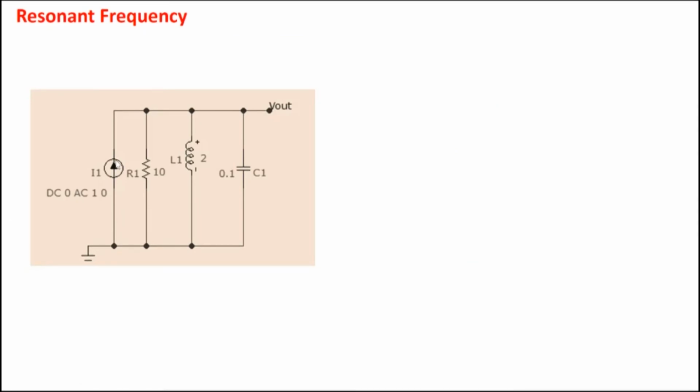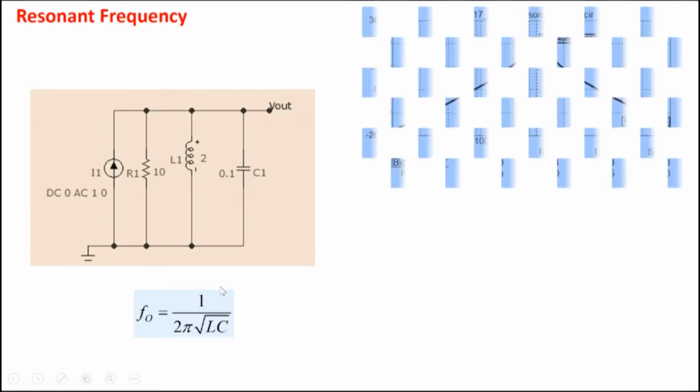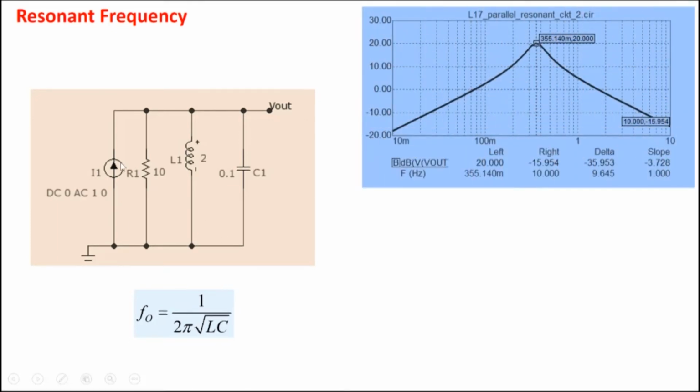And coming back to resonant frequency. We've been using the word resonant frequency. If we take an LC circuit like this with some resistor connected in parallel, we have been saying the resonant frequency is 1 by 2 pi square root LC. And if we plot the voltage output, we'll see that the voltage reaches a peak at the resonant frequency.